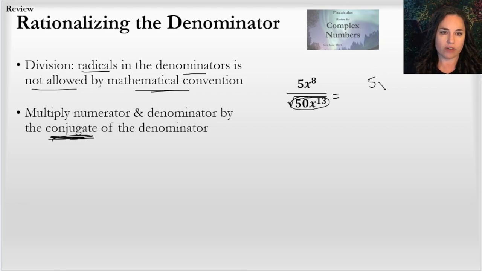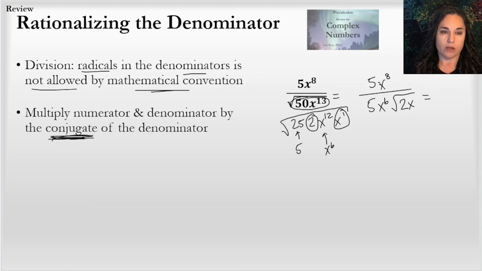So I'm going to leave this 5 times x to the 8th power up top. I'm going to remember that 50 is 25 times 2. X to the 13th is x to the 12th times x to the 1st. And I have that under the square root. So this is going to simplify to 5. This is going to simplify to x to the 6th. And then I still end up with a 2x under the radical there. Do you see that? So then I'm going to have a 5x to the 6th, the square root of 2x. That's how that's going to simplify.